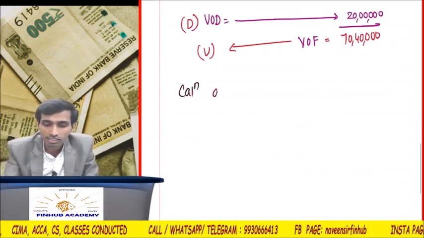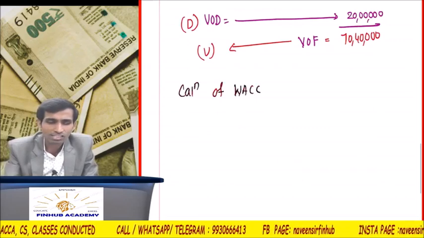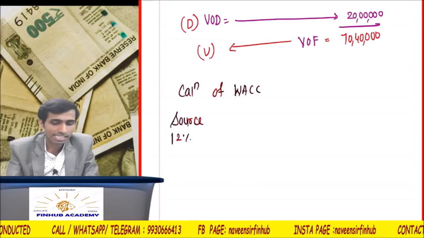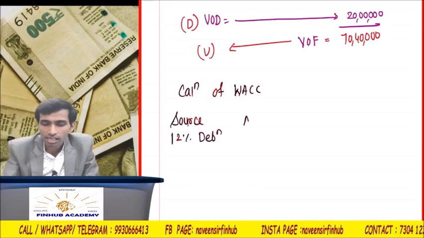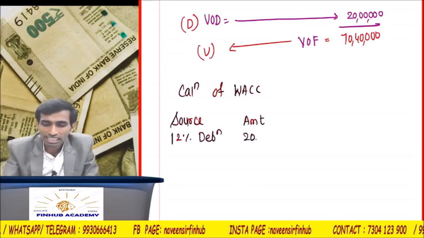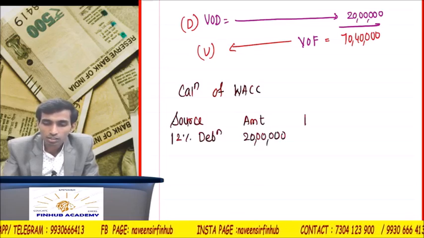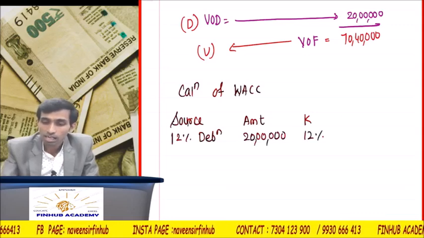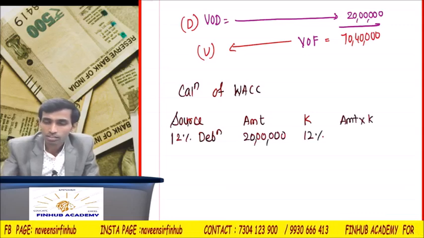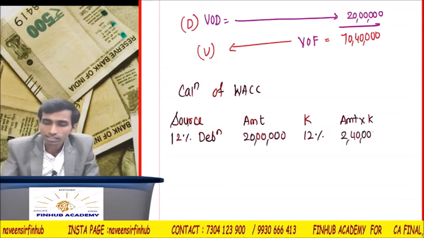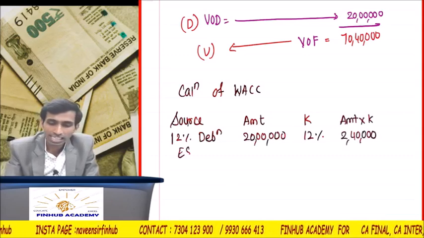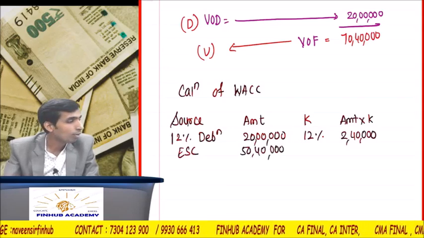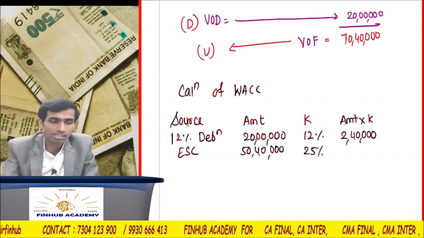Calculation of WACC, the same way as we did. Source: 12% debenture, amount is 20 lakhs. Cost K is how much? Tax is not there, so KD is 12%. Amount into K is 2 lakh 40,000. Then equity share capital 50 lakh 40,000, multiplied by the cost KE, 25%.